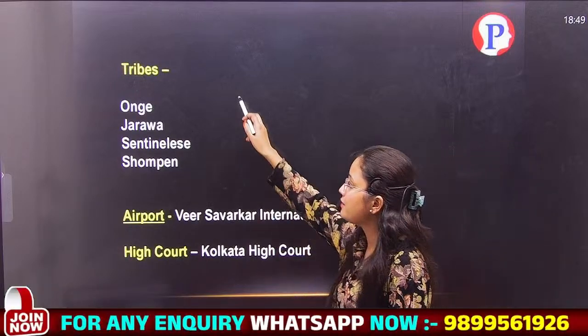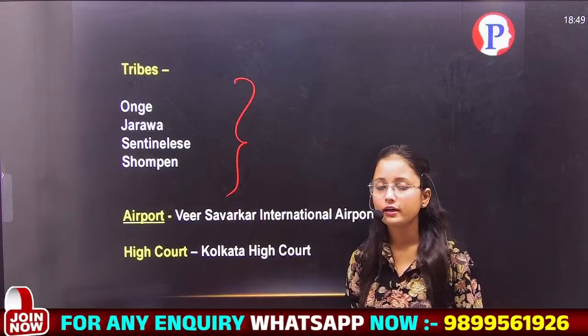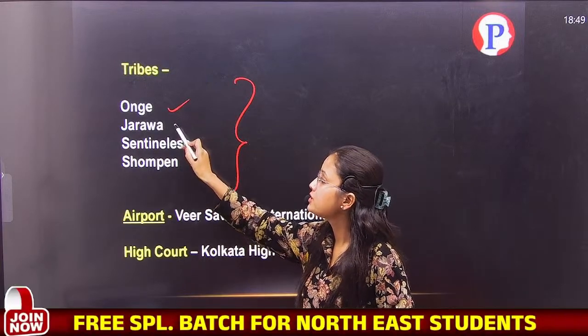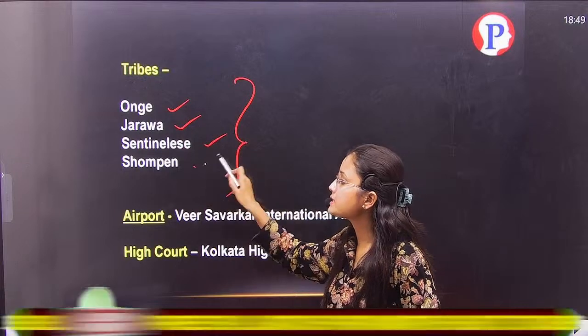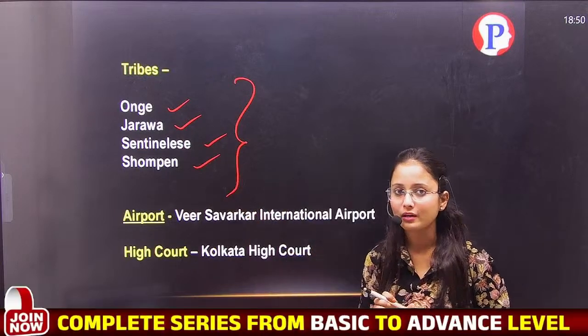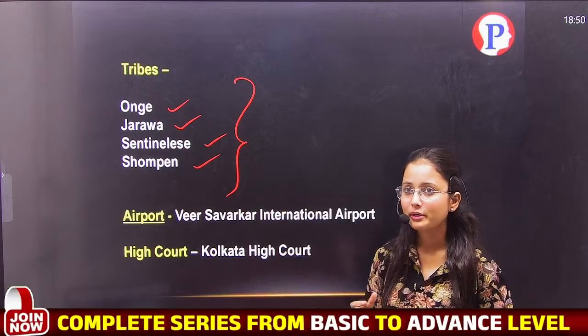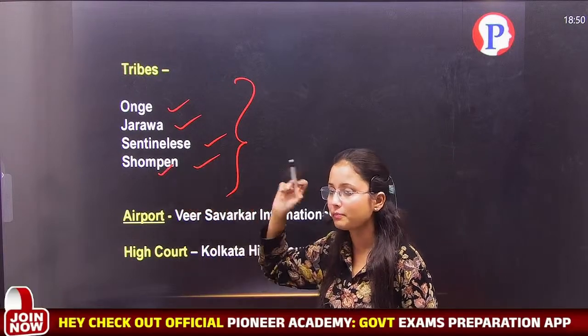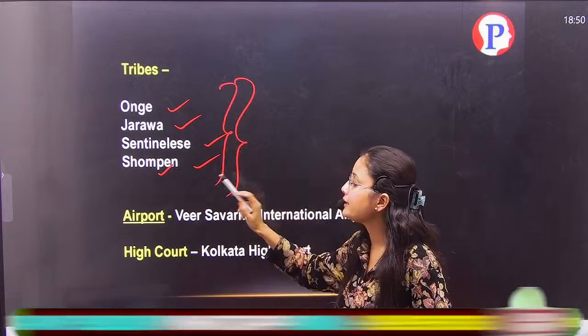Then these are some tribes which are living there. The first one is the Onge tribe, then Jarawa, then Sentinelese, and then Shompen. People get confused between these names, but it is Shompen. It is located in Andaman and Nicobar.